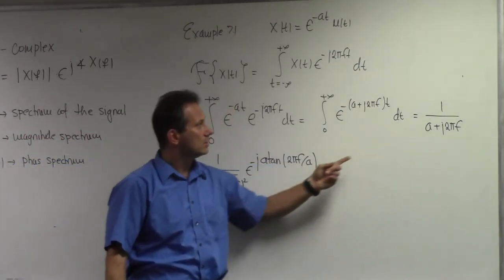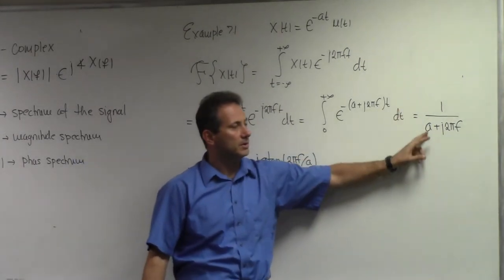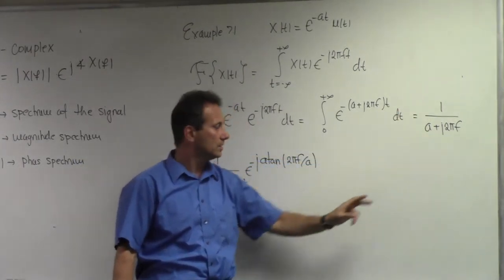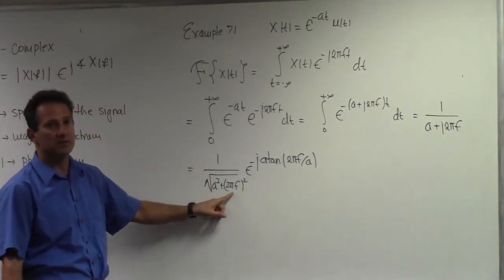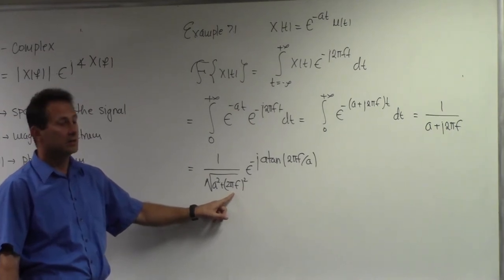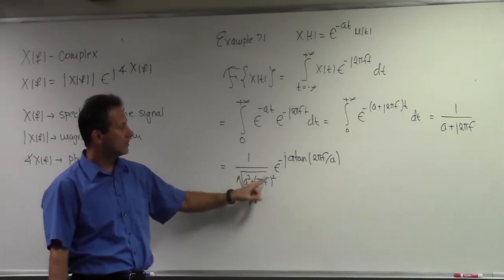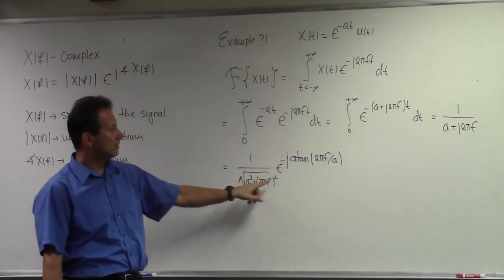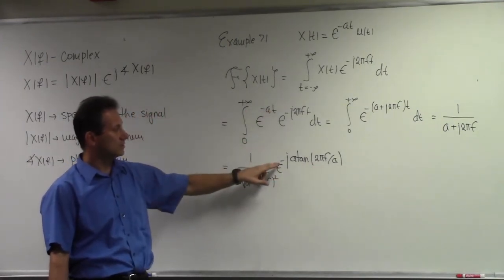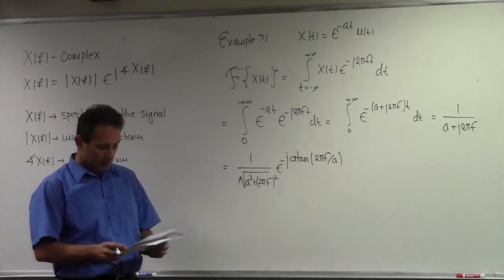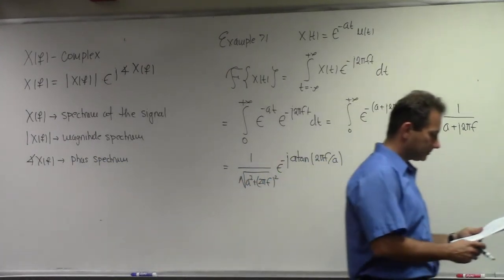How do I take the magnitude? Well, the magnitude of a over b is the magnitude of a divided by the magnitude of b. Magnitude of the upstairs is 1. Magnitude of downstairs is real part squared plus imaginary part squared, under a square root. The phase is whatever is the phase upstairs minus phase downstairs. So the phase upstairs is 0. Phase downstairs is arctangent of imaginary over real, which is 2 pi f over a, and because it goes upstairs, it's minus arctangent. So that's a magnitude and a phase, and usually we sketch these.